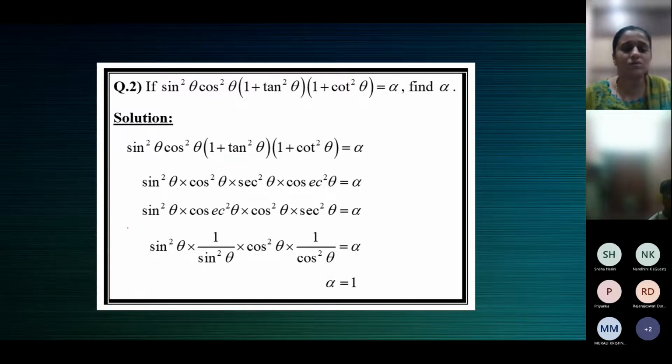We need to find the value of alpha. So now see here, this is what is given to us. So how do we start working? Sine square theta into cos square theta.